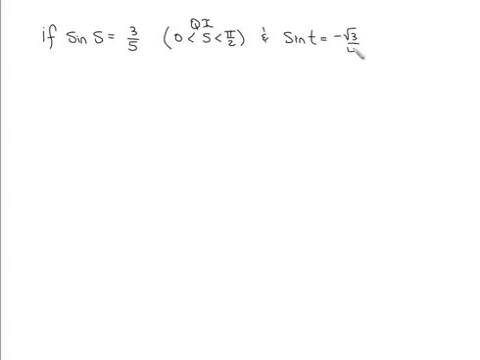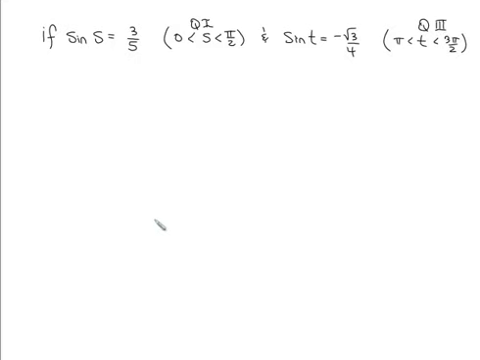What if they tell us that sine of S is equal to 3 over 5, where S is between 0 and pi over 2, so therefore we're in quadrant 1. And they tell us that sine of T is equal to negative square root of 3 over 4, where T is between pi and 3 pi over 2. In other words, quadrant 3.